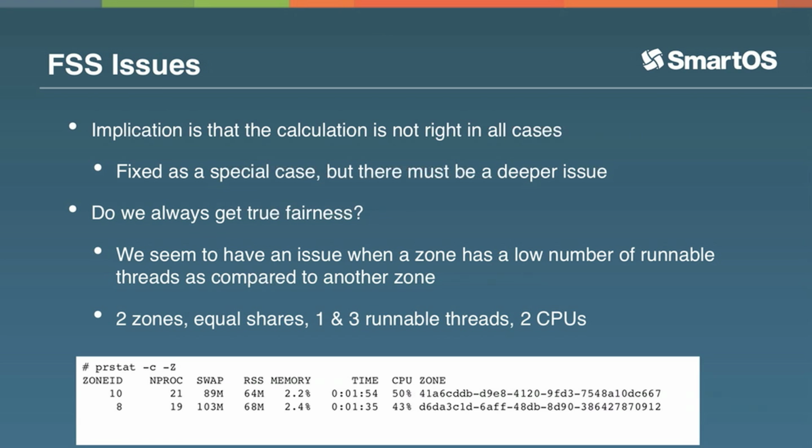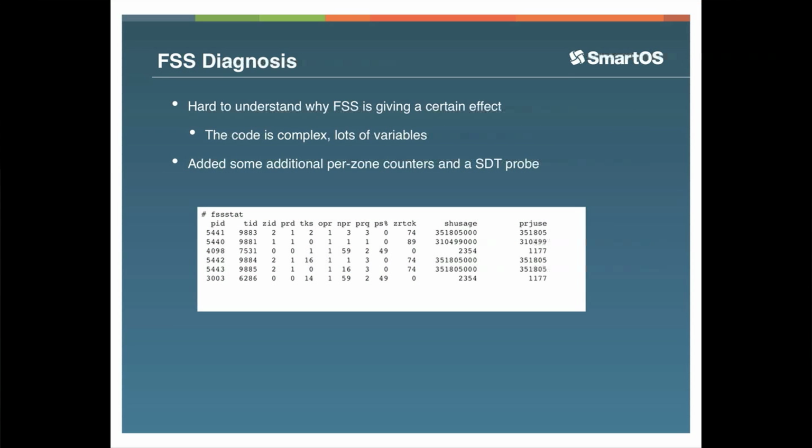So one of the things that we put into the system is some additional stats that we're tracking on a per zone basis, and I've added an SDT probe in the fair share scheduler. We built this simple FSS stat as a simple dtrace script that lets us track all the different inputs that are being used by the fair share scheduling algorithm, so that we can get a better handle on what's going on and why particular zones are being scheduled, when they're being scheduled, and what their priorities are coming out to be.